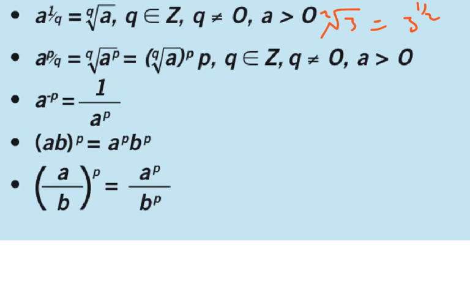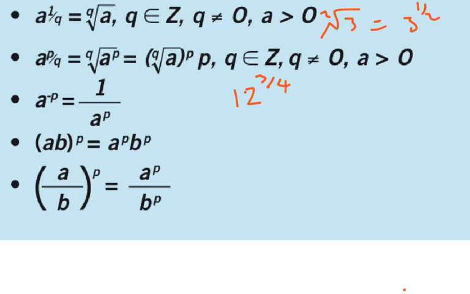Now, a to the power of p over q is equal to a to the power of p, and then it's to the qth root. You'll often see it looking like this, a to the power of p to the qth root. And that can also be written as the qth root of a to the power of p. Again, p and q are integers, q is not 0, a is greater than 0. So maybe an example of this might be, say, 12 to the power of 3 over 4.